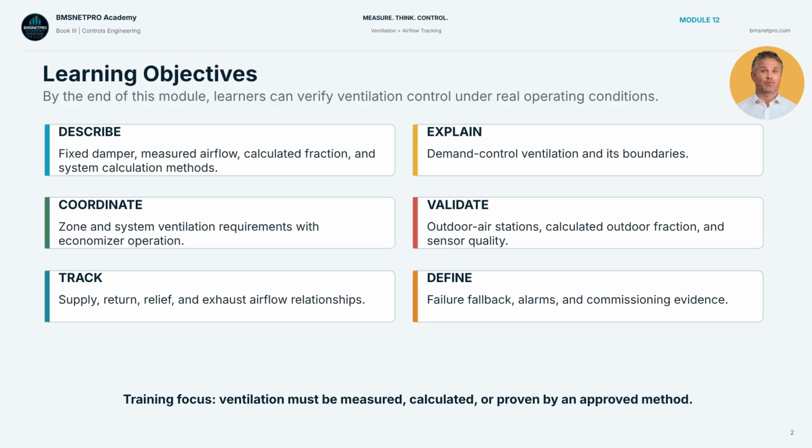The learning objectives are practical. Learners should describe common outdoor air control methods, explain demand control ventilation and its limits, coordinate system and zone ventilation requirements, validate airflow stations and calculated outdoor air fraction, design airflow tracking for supply, return, relief and exhaust, and define fault and fallback behavior. The goal is to move from assumed ventilation to verified ventilation.